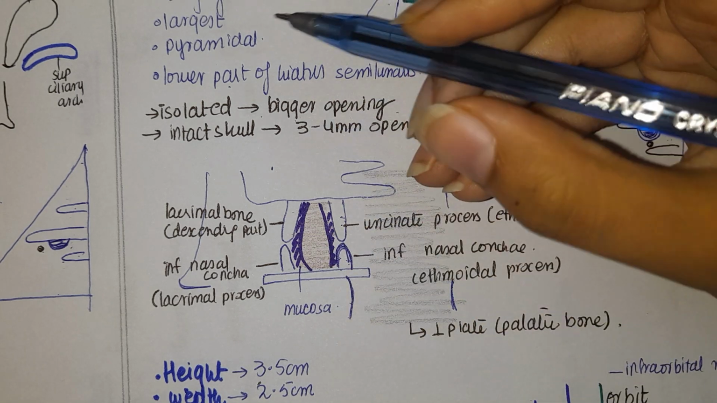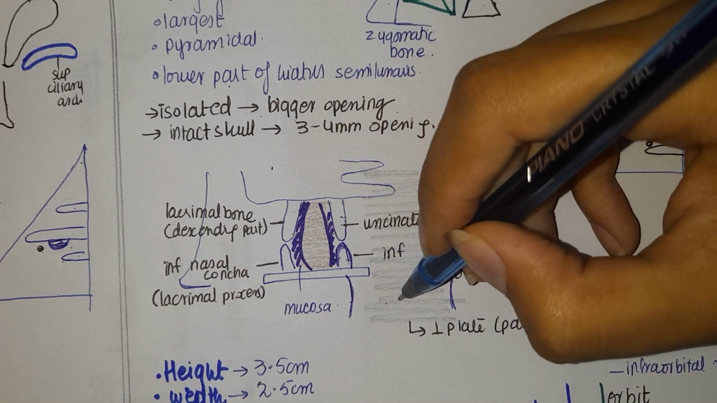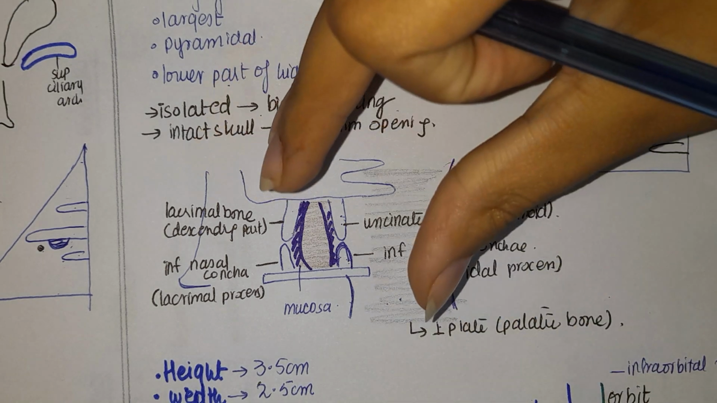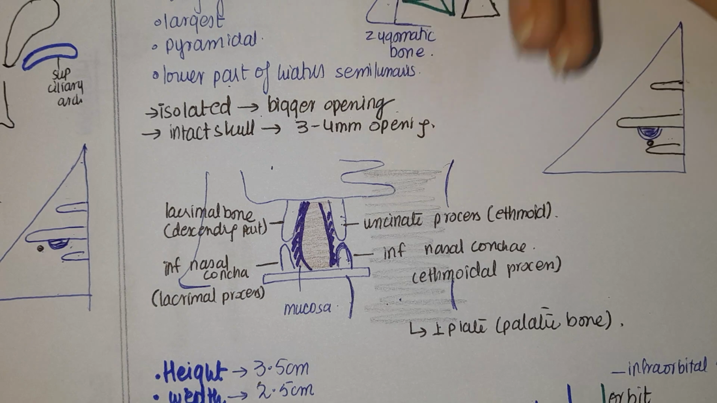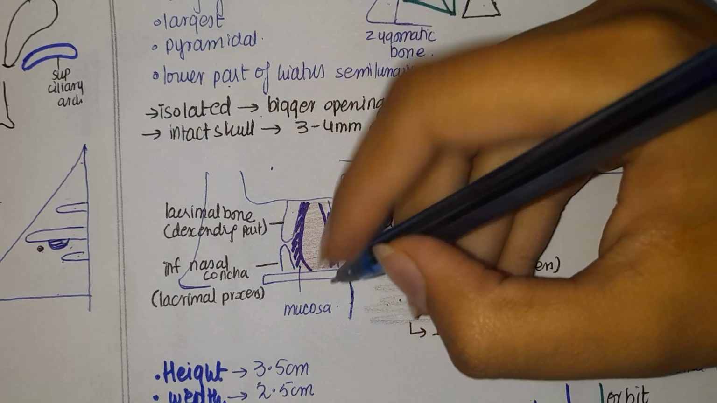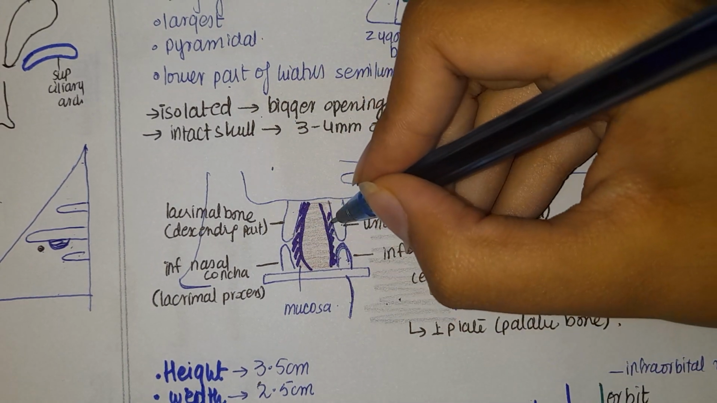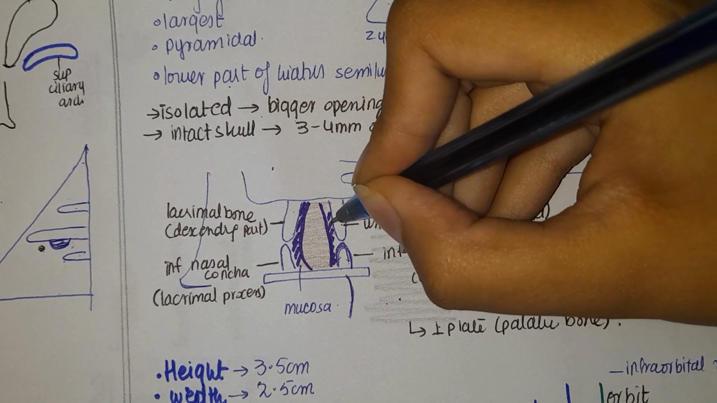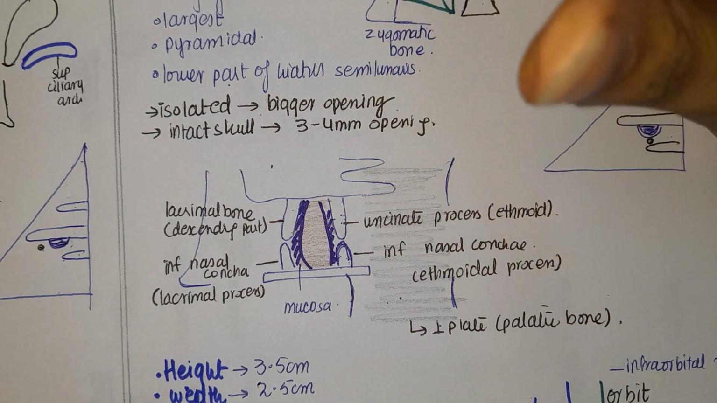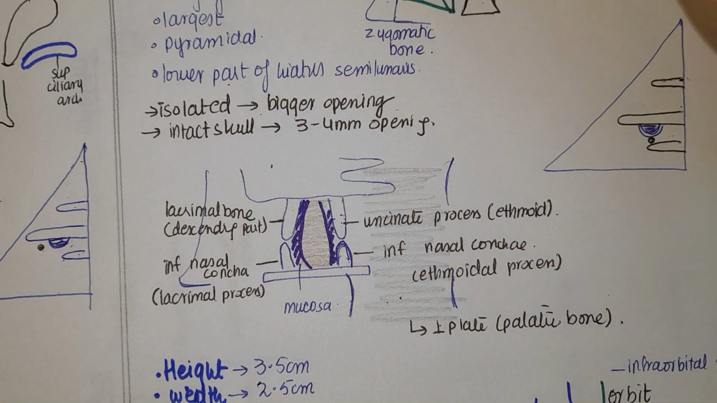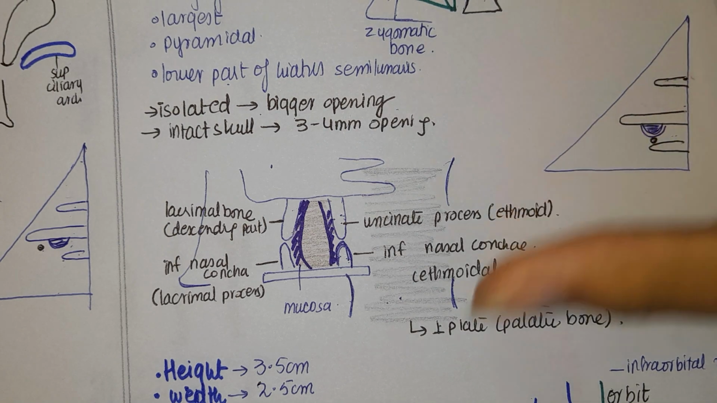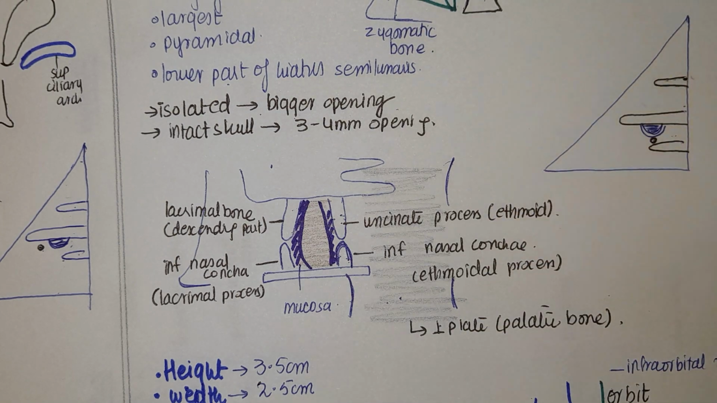Then it is covered posteriorly by the perpendicular plate of the palatine bone, which is also pushing it to reduce its diameter to 3 to 4 millimeters only. Also, this purple thing is the mucosal lining which is lining the maxillary sinus, and the mucosa is also limiting its opening, which is very big in the isolated skull. Because of all of these, the inferior nasal concha, the uncinate process, the lacrimal bone, and the perpendicular plate of the palatine bone are all causing the maxillary sinus opening to shrink.